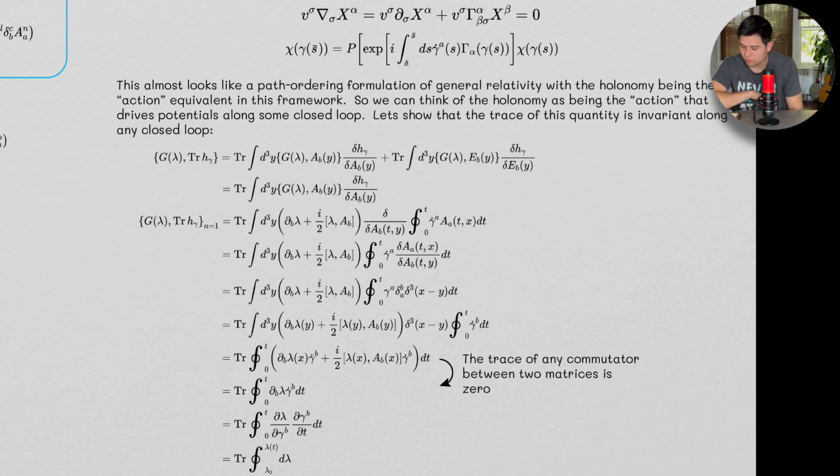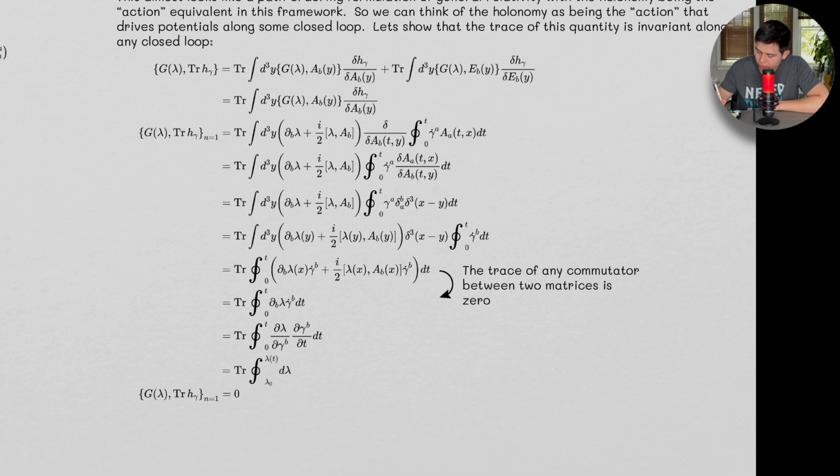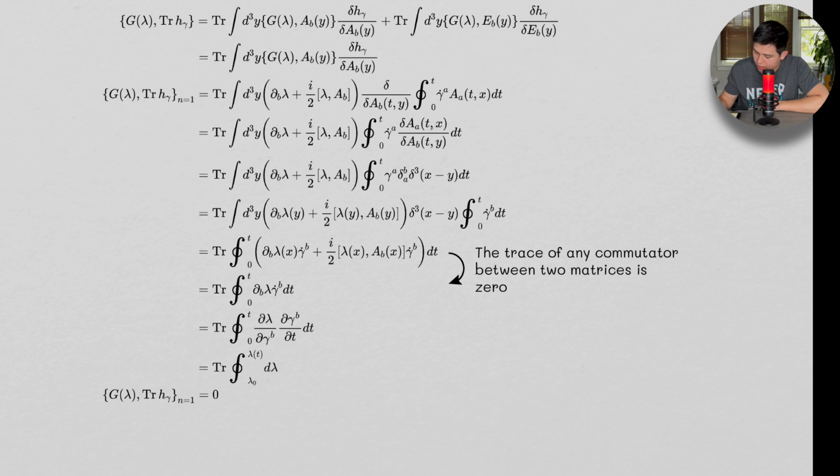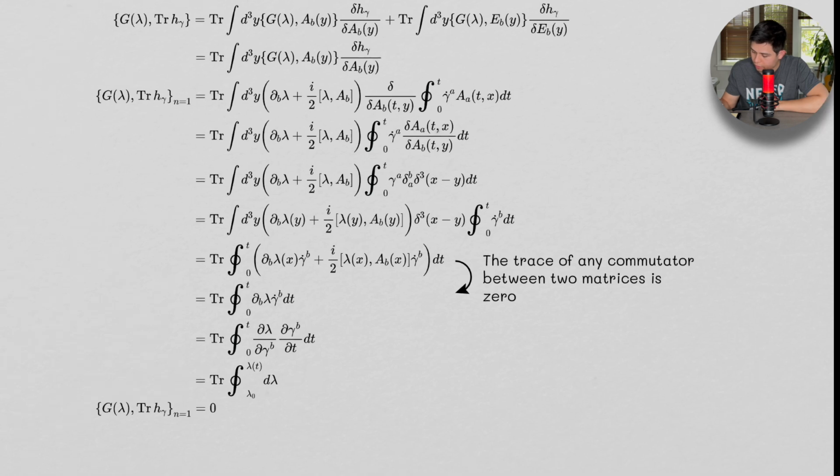So let's show that the trace of this quantity is invariant along any closed loop. To do that, we're going to do the same thing here. We're gauge transforming our holonomy, the trace of our holonomy. And when we do that, we get this right here, right? Because our holonomy is a function of our potential, and it can also be a function of our canonical momenta. However, no, it's actually just a function of our potential, so we can get rid of this term.